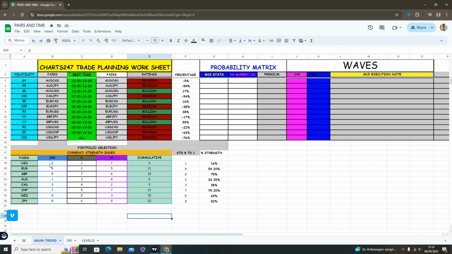So we have the weekly, daily, and the 4 hour currency strength, and the cumulative number is here. We come up with the percentage. Over the years that we've been doing this, we find a pattern, and based on that pattern, we look into the currency pairs themselves. We don't have to do all the selection, but the ones that jump out to us, we pick them and look at them in detail.